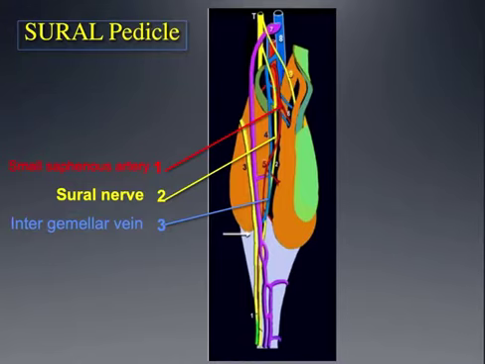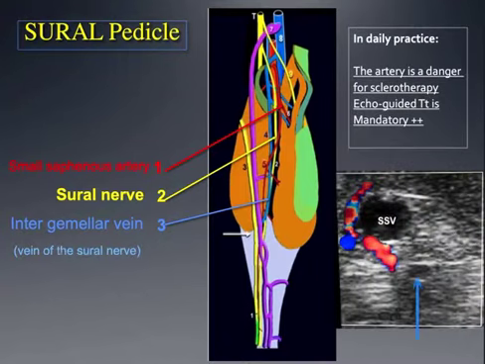And you can see that at the apex of the calf, this branch, this is a medial branch, is joining the lateral branch, marked three, and the two branches are joining in a common trunk, which is the sural nerve itself, on the lower part of the calf, and very close to the small saphenous vein. Why is it important? Because in daily practice, it is a danger.